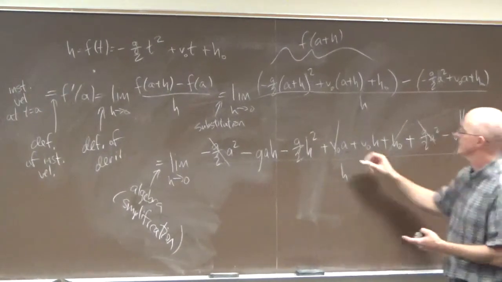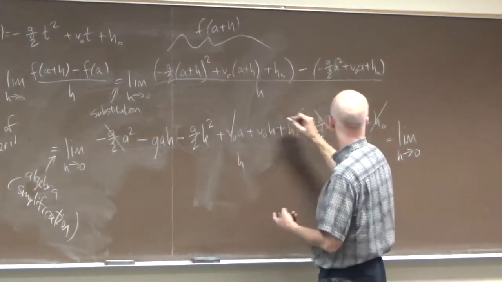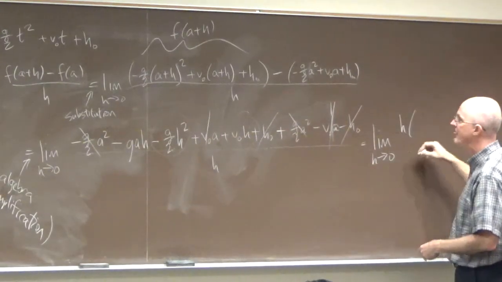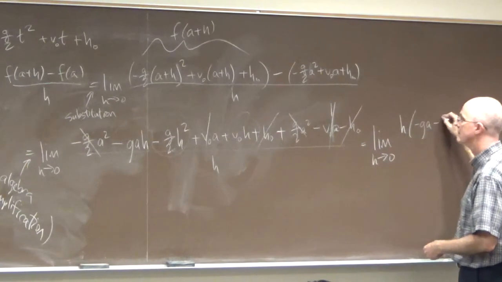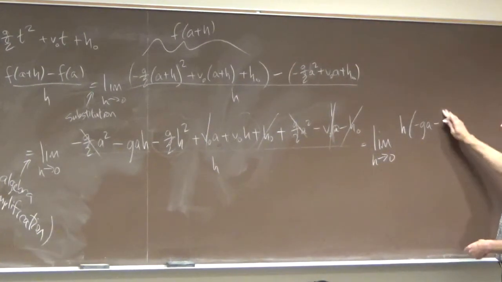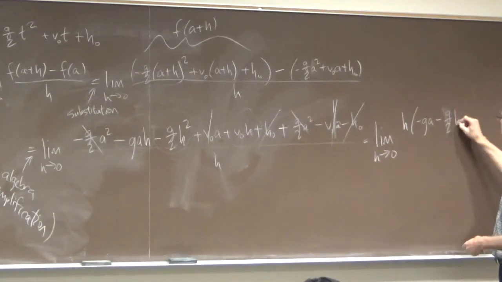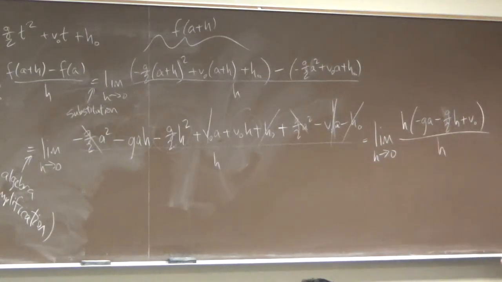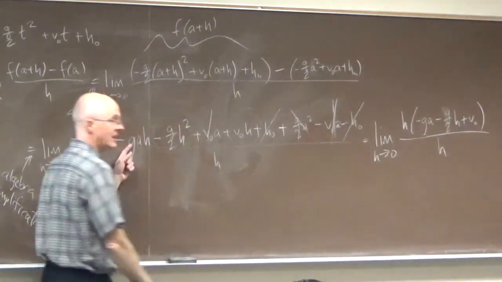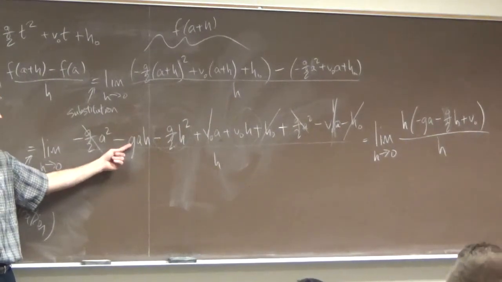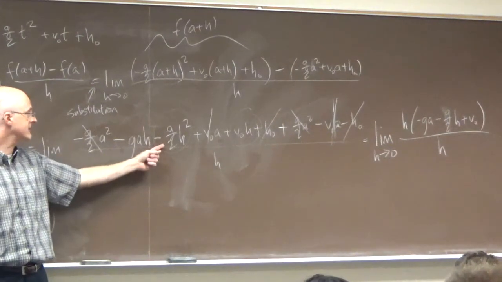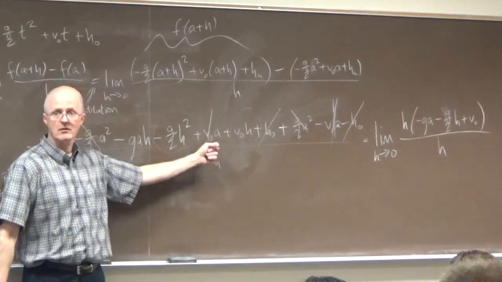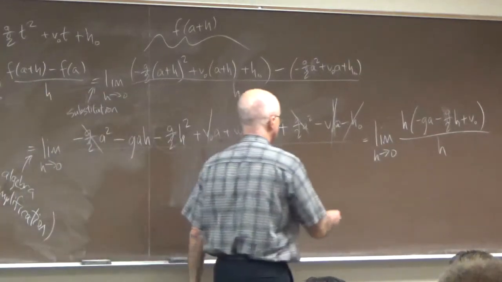With what's left, just those three, they all involve a factor of h. It can be factored out. Factor an h out of this one, and you're left with negative g times a. Factor an h out of this one, you're left with negative g over 2 times h for the first one. Factor an h out of this one, you get positive v0. That's just simplification as well, algebra.